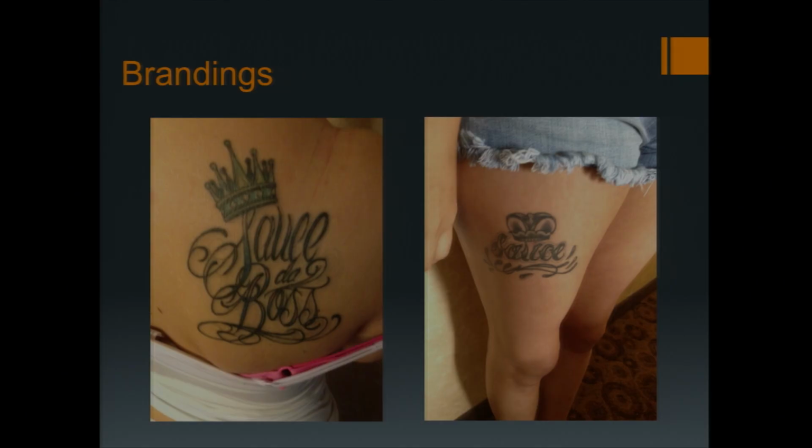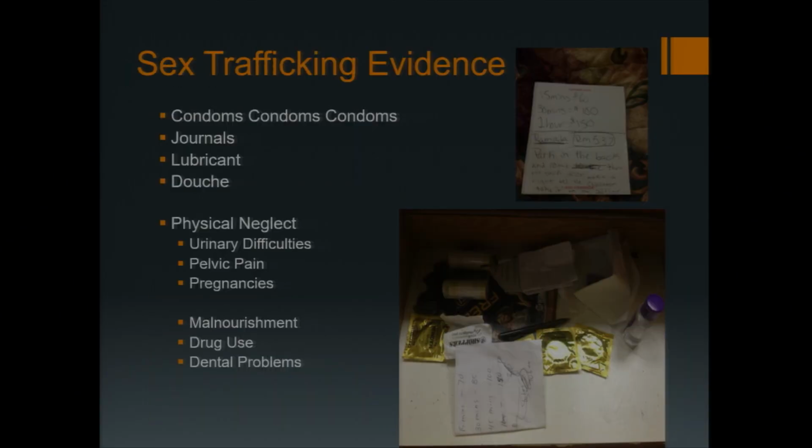This was a pimp out of Toledo, Ohio, that we were able to put information together that got him sentenced out there, showing that he transported victims to another state, and he had a federal case out there. Some of the evidence you see, and in the interest of time, I know we're at like 20 minutes now, but obviously condoms, some journals, lubricants, physical neglect.